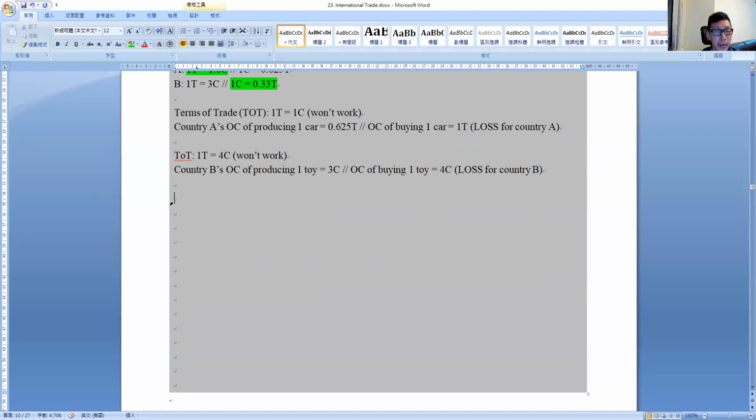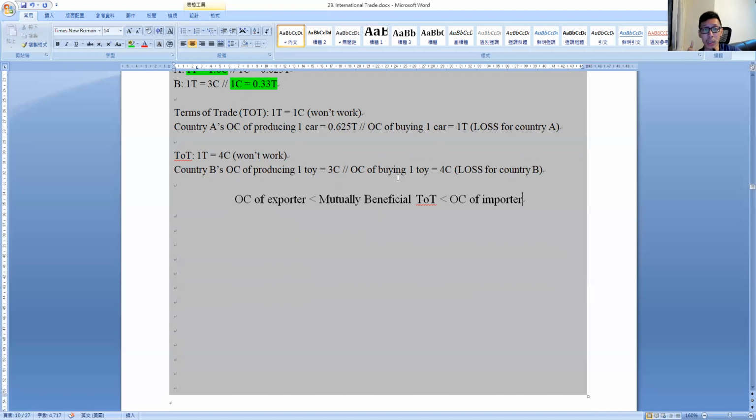Now, this one, please take some time to copy it down. This is very important. Remember, a mutually beneficial terms of trade should lie between two things: the opportunity cost of the exporter and the opportunity cost of the importer. It has to be in the range between the two, then both can gain. Okay, so let's put it into perspective.